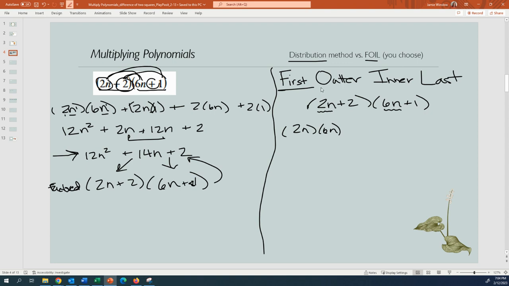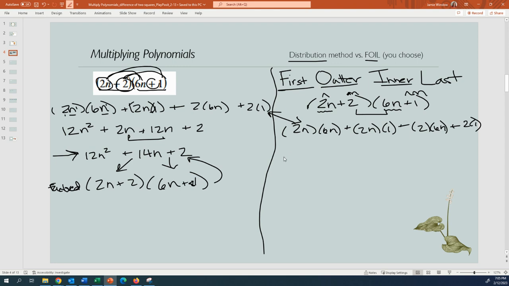All right, now we're going to take the two outside numbers, the very, very outside. So this one and this one. Those are the two outers. So 2n times 1. And then we'll take the inside numbers, the two inside terms. 2 times 6n. And then we'll do the last. The two numbers that are in the last position, 2 times 1. Now, if you're observant, you'll see we wrote the exact same polynomial as we did here, literally.